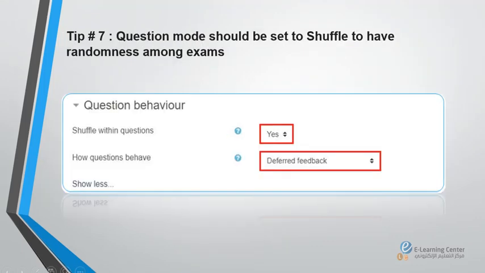Tip number 7. You can randomize the order of questions between students by setting shuffle within questions to yes. And how questions behave should be set to deferred feedback so that students do not receive feedback during the exam.